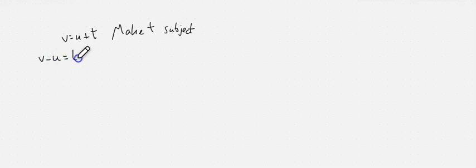So if we had, for example, v is equal to u plus t, and we're asked to make t the subject of the formula, what we need to do is get t on one side and everything else on the other side. So we need to move this u across to the other side. So we minus u from both sides. So we will get v minus u is equal to t, because u minus u will be 0, and then we get v minus u on the left side. Therefore, t is equal to v minus u.